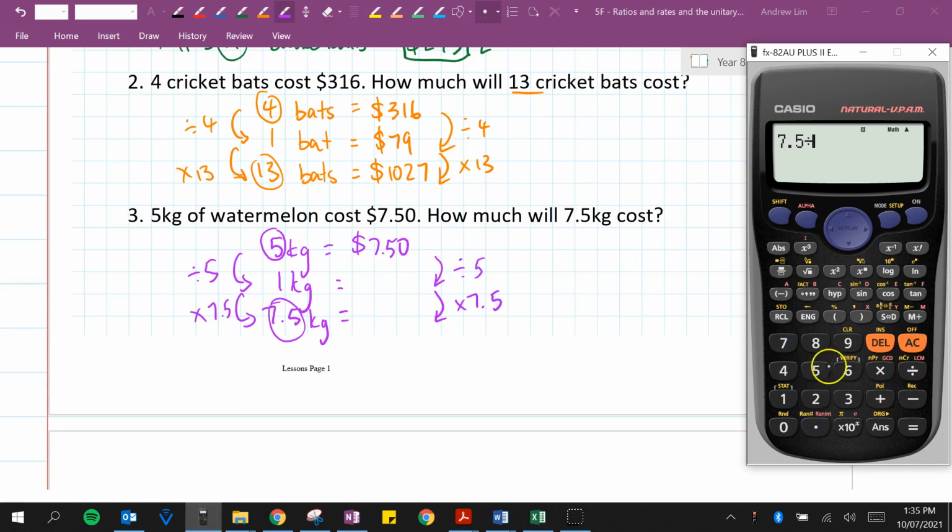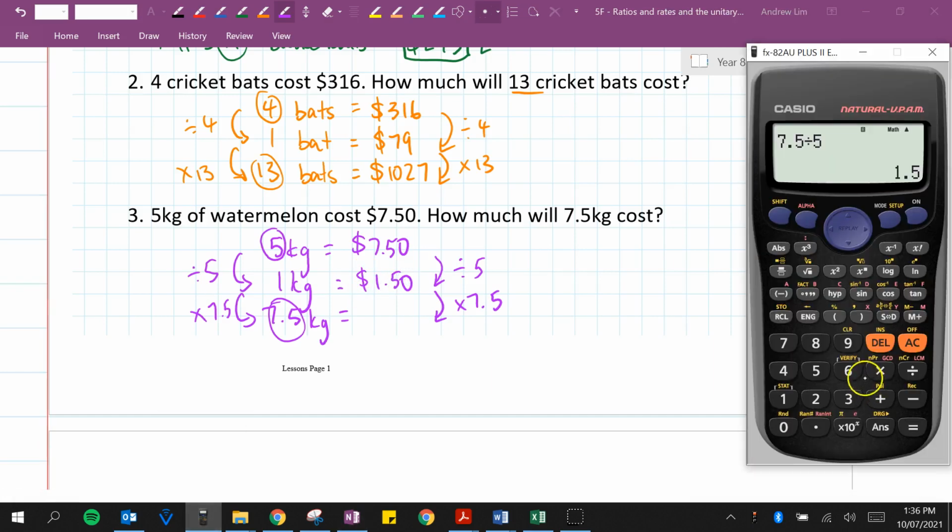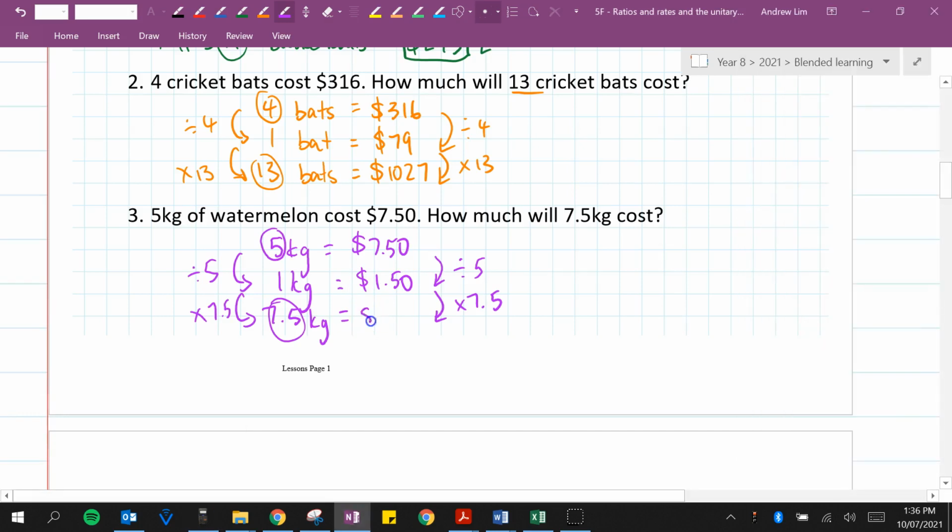7.5 divided by 5 is $1.50. And I'm going to times that by 7.5, $11.25. So 7.5 kilograms of watermelon costs $11.25.